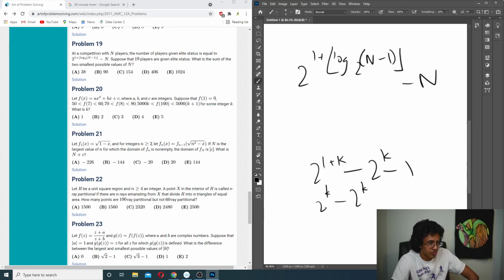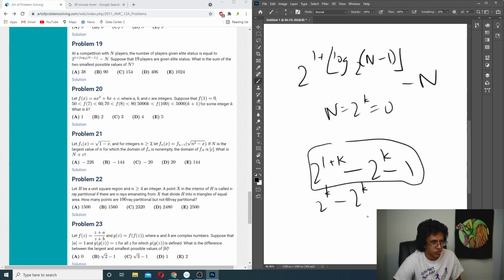Oh, what? It's 0? Wait, what? So if n is a power of 2, then it's just 0. Okay, well, that makes sense. And then if you add 1, then you get this, right? If you add 2, then this stays the same: 2 to the 1 plus k minus 2 to the k minus 2. And so on and so forth up till the next power of 2.